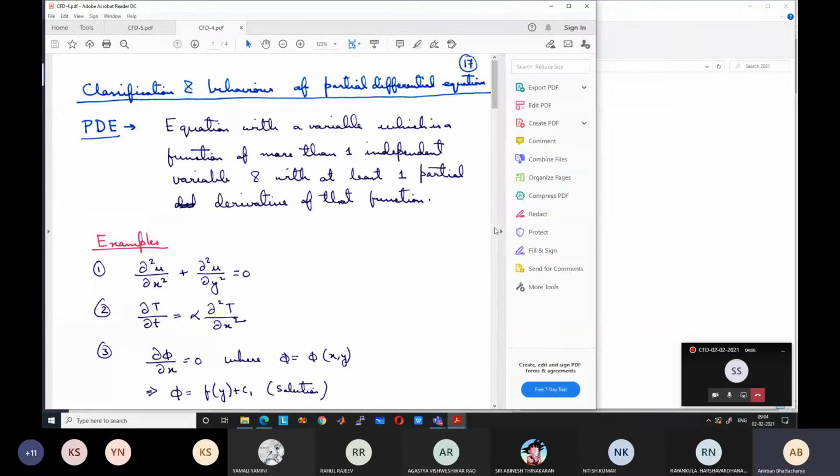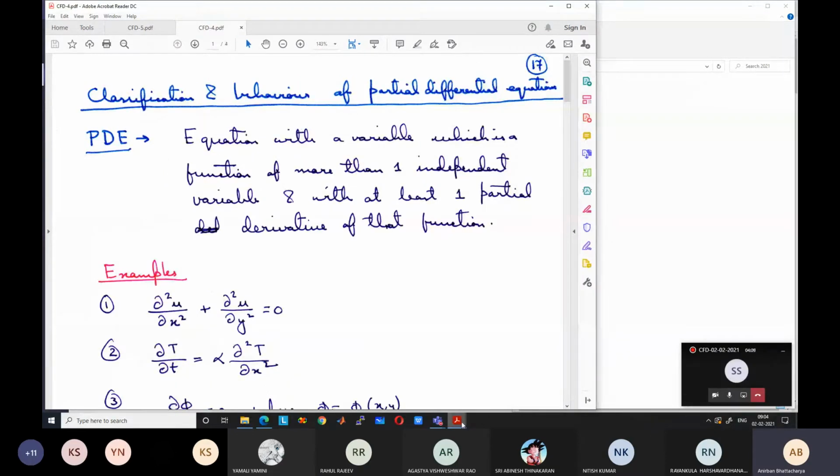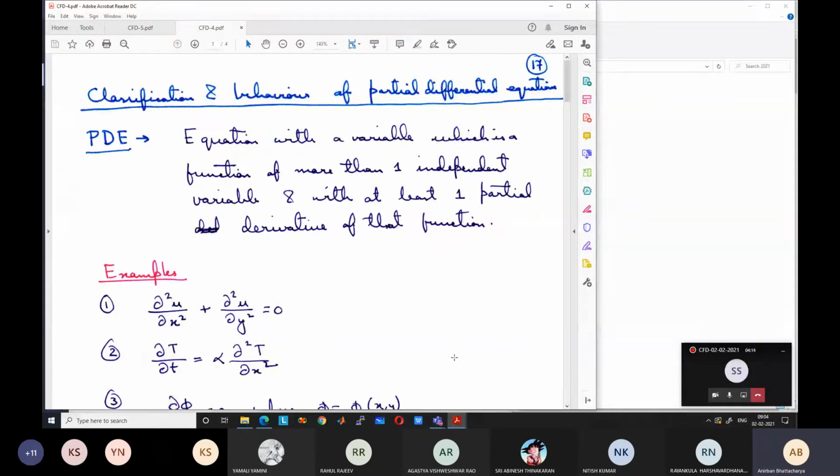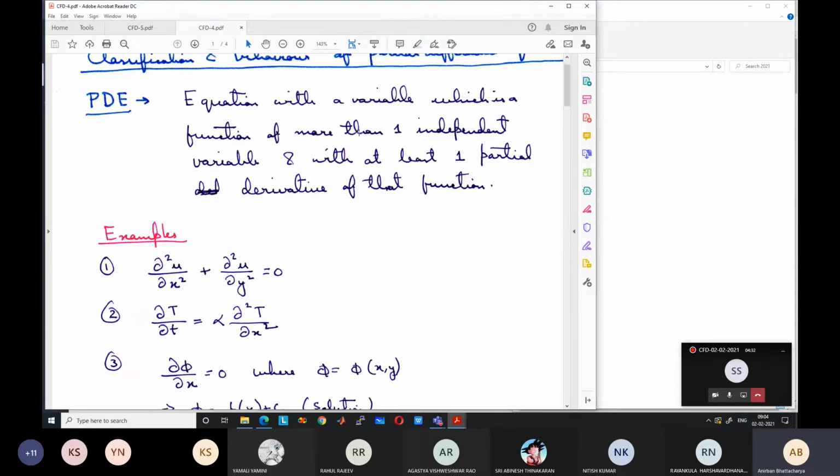So we will start our discussion and continue from the previous class. In yesterday's class, after going through the basics of conservation equations, we started discussing PDEs, partial differential equations, and noted what a PDE is. It's an equation with a variable which is a function of more than one independent variable and has at least one partial derivative of that function. And we have seen certain examples.